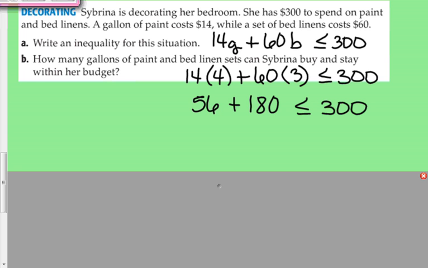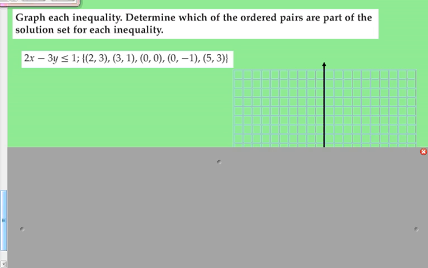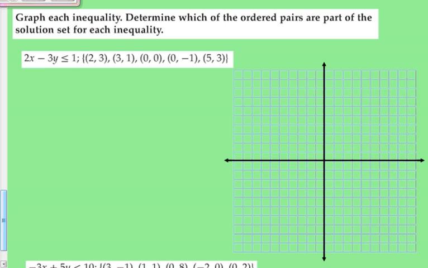All right, we got one more thing to show you. I apologize for this being a little bit longer video. You are going to see this on your assignment too. They're going to give you an inequality, and they're going to give you several ordered pairs. You have to determine which of these ordered pairs are solutions to this inequality. You have to circle the ones that are solutions.